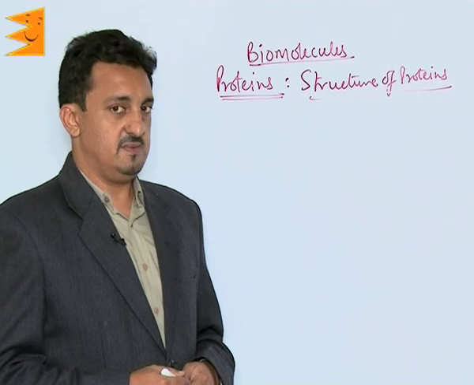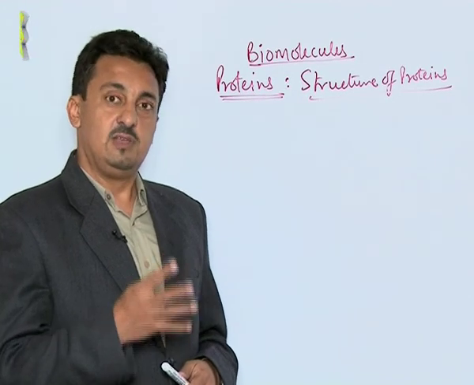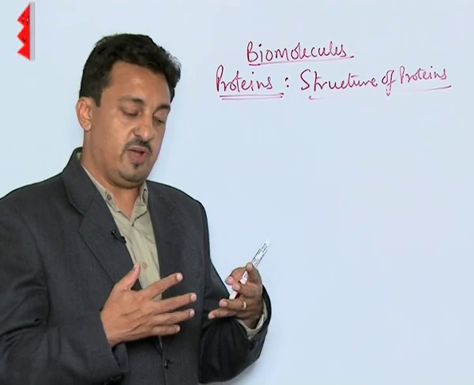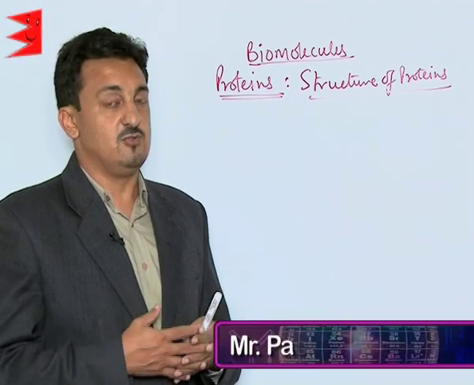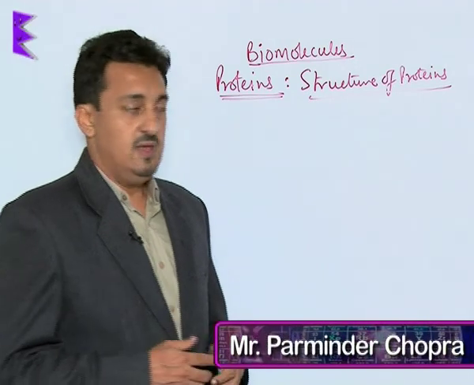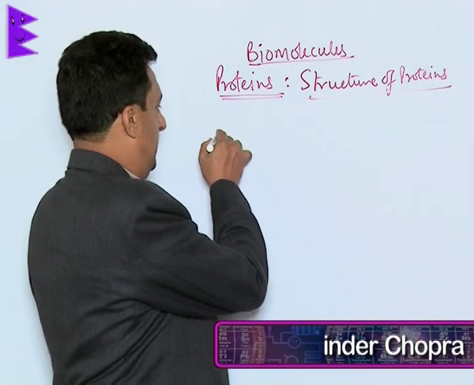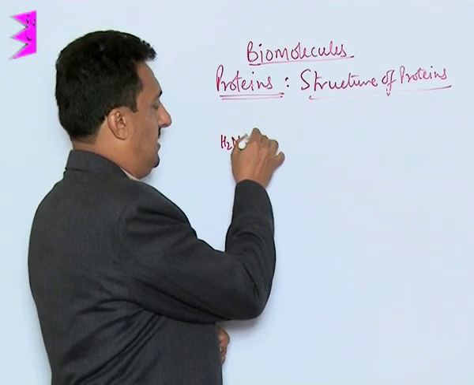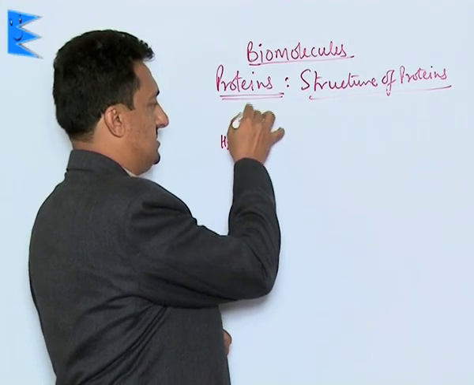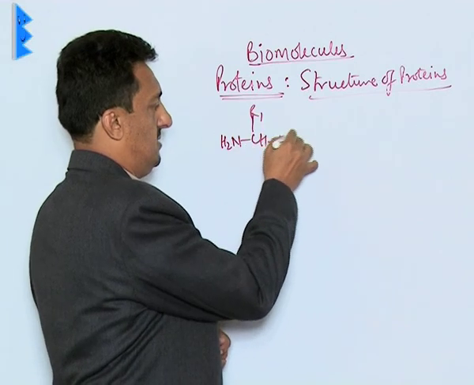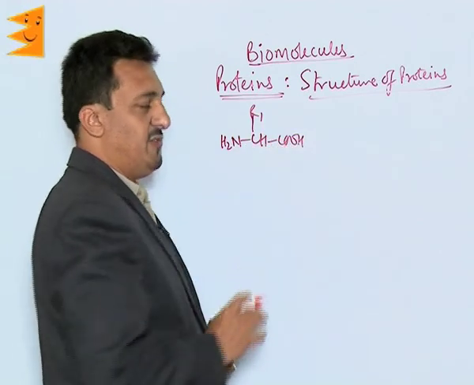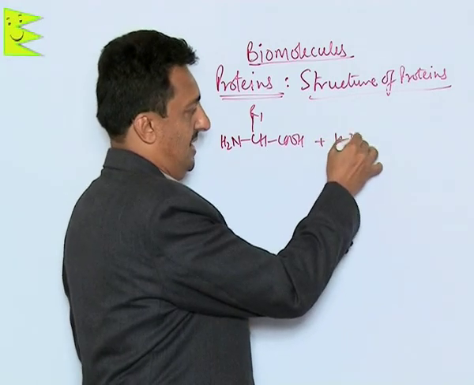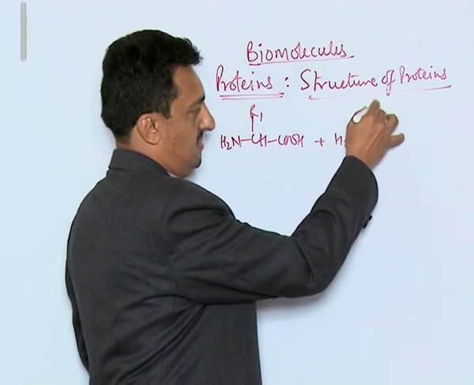Structure of protein. Now after understanding the amino acids, let us first understand how amino acids join or combine with each other to form proteins. Now what you need to know is, we write amino acids like this: R1 CH NH2 COOH. So this is the first amino acid, and let's take another amino acid which is given by R2.